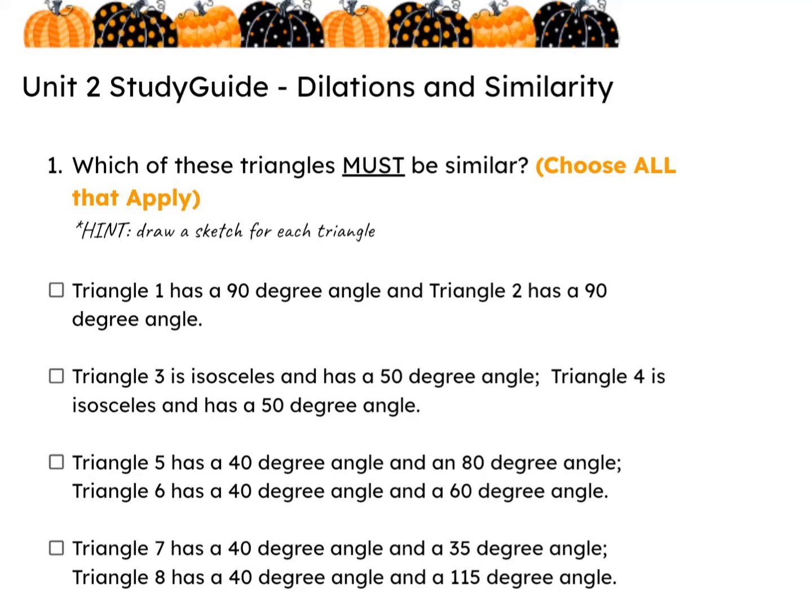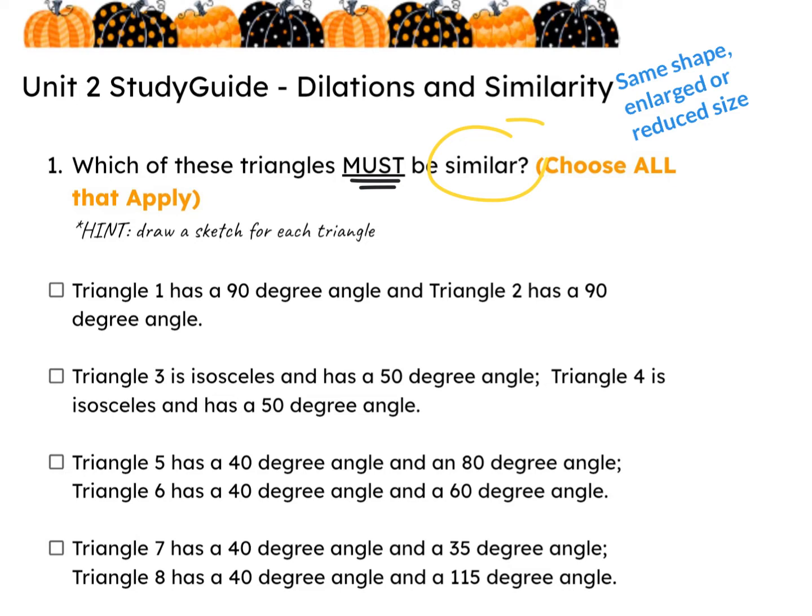Here's your Unit 2 study guide on dilations and similarity explained. For question 1, we must decide which of these triangles must be similar. So before we begin, let's review what the word similar means.